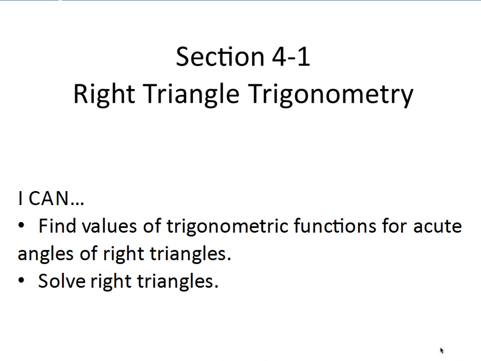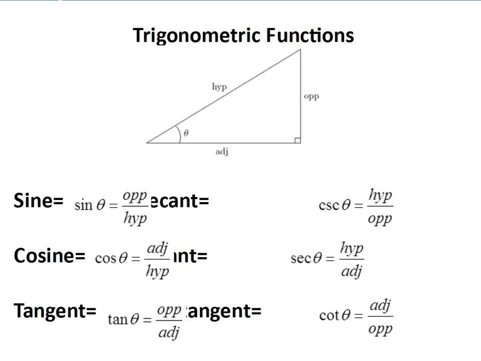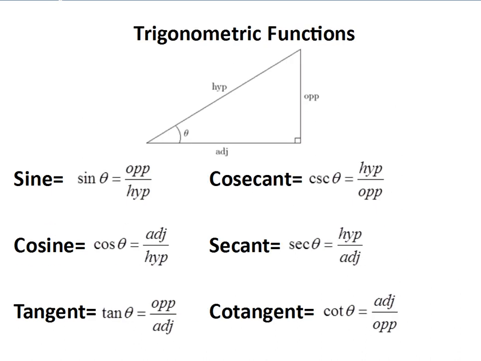This is section 4.1, part A, right triangle trigonometry. The I can statements for this section: I can find values of trigonometric functions for acute angles of right triangles, and I can solve right triangles. There are 6 trigonometric functions.